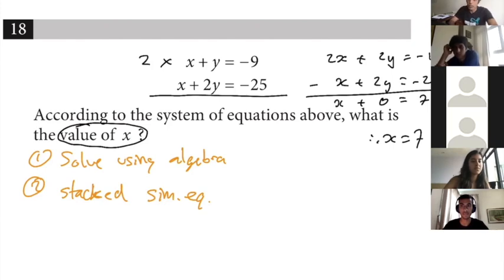Is that the right answer? I can't find my sheet. But that should be, yes. Okay, thank you. So a simultaneous equation comes up very often in the SAT. So this is a very great way.